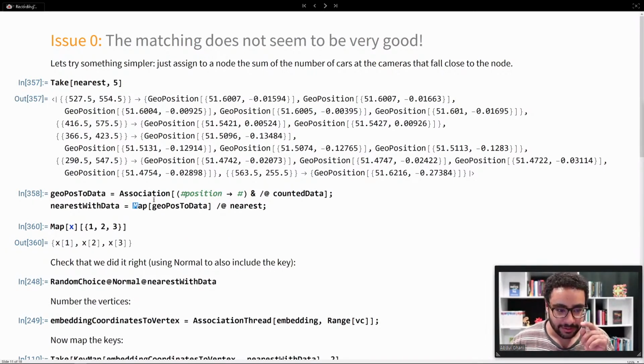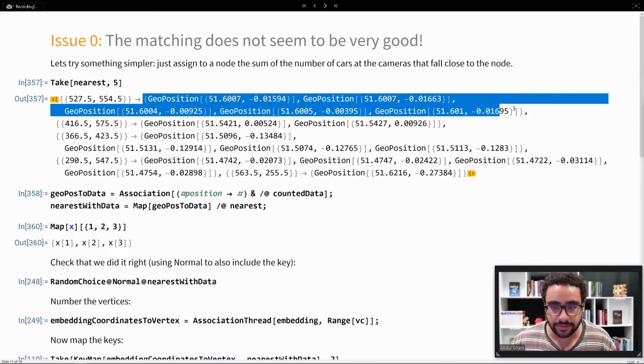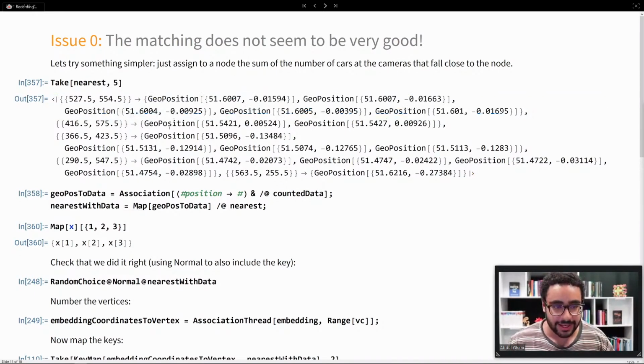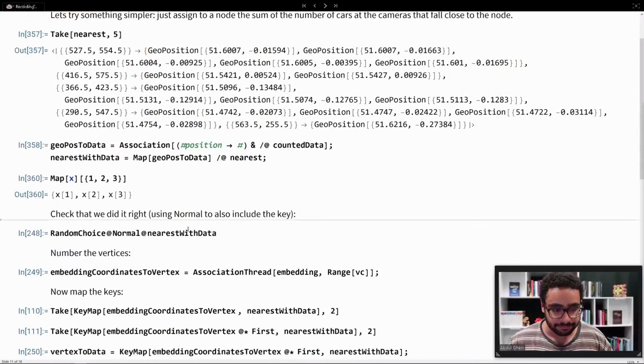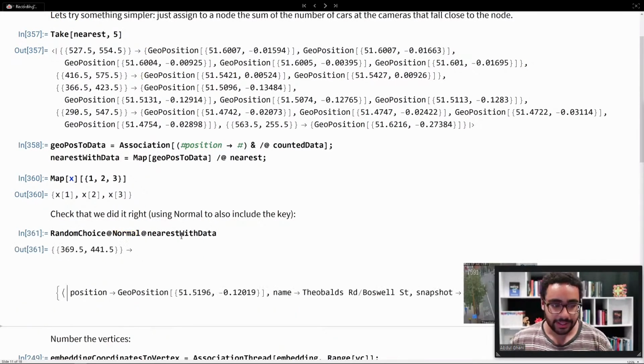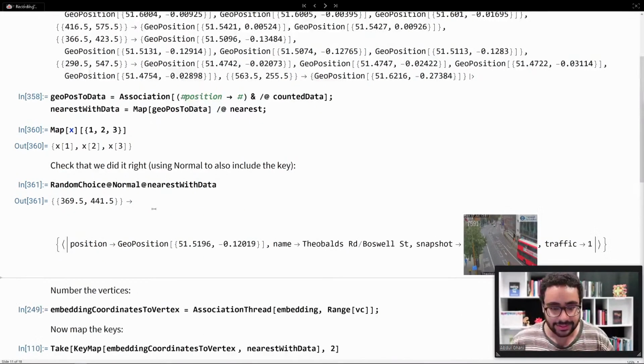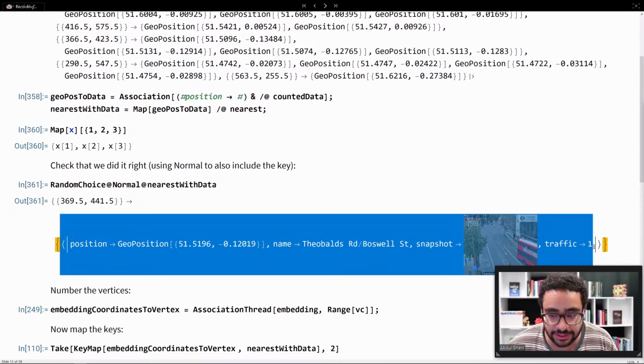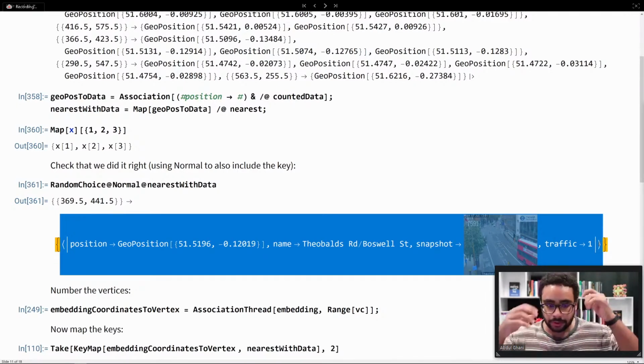So map geopos to data. Once we map that over nearest, we're applying it to each one of these lists, and when you apply it to a list, it'll fall through that list because of this map here, and it'll turn each one of these into data. You can check that this looks roughly correct. I think it does. Now instead of a list of geopositions, we've refound the whole piece of data where it came from.